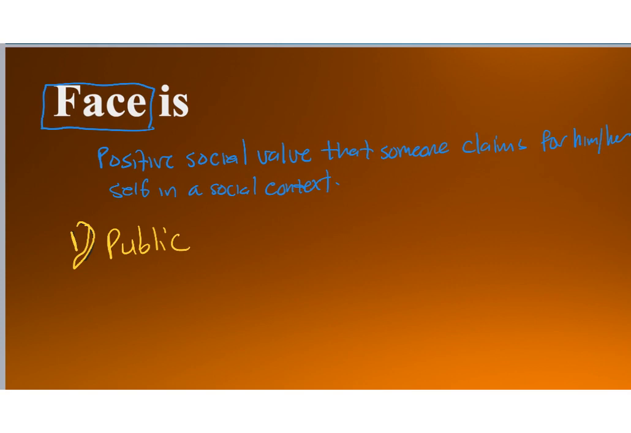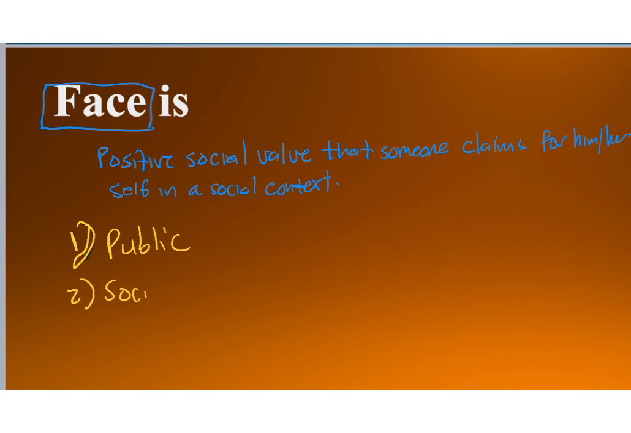First, face is public. What that means is face is what people observe in us versus what you think of yourself. So face is what other people perceive us to be. You can have a self-concept without people there, and we tend to call that your ego. Your ego is how you think of yourself. Your face is what other people perceive you as. So face is public. It's something that's observed.